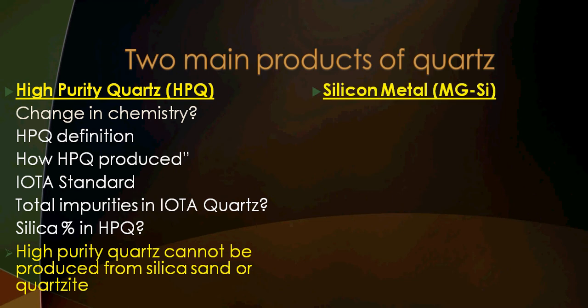Let's see silicon metal. Silicon metal is called metallurgical grade silicon, or we can call it MgSi. So these are the two main products of quartz. On the left hand side, high purity quartz, on the right hand side, silicon metal. For silicon metal, there is a change in chemistry, yes. SiO2, which is quartz, changes into Si. So we remove oxygen. The process of removing oxygen is called reduction.